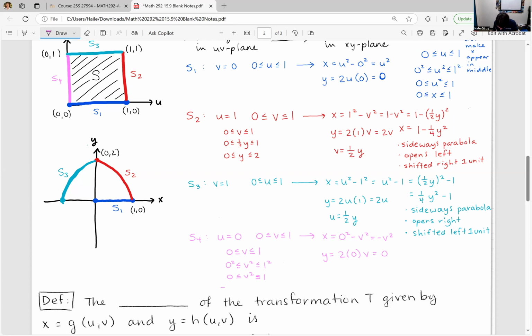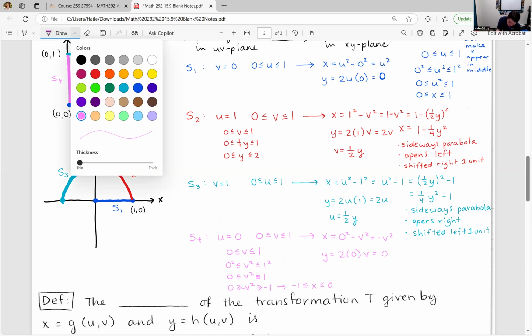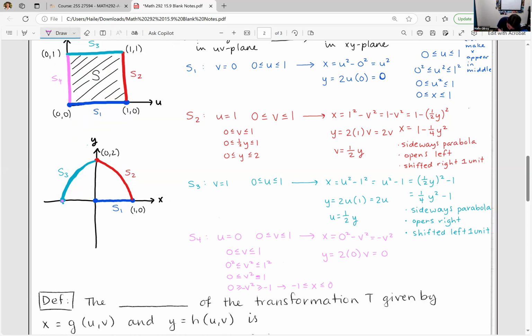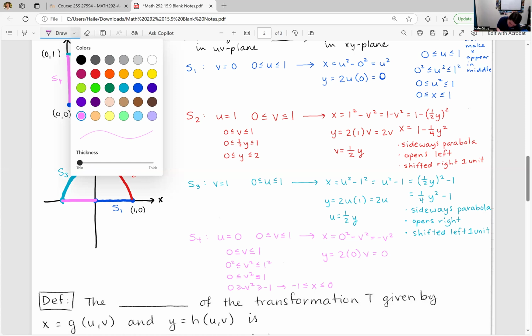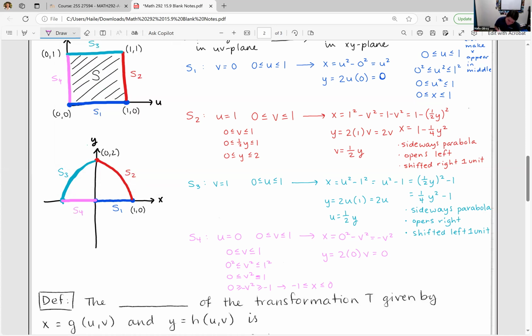And if I multiply through by a negative, well, negative 0 is just 0. Multiplying by a negative flips the direction of my inequalities. And so we have negative v squared is between negative 1 and 0, meaning that negative 1 is less than or equal to x is less than or equal to 0. So what this means is that S4 is going to be a mirror image of S1 over the y-axis. So S4 is this line segment between negative 1 and 0.